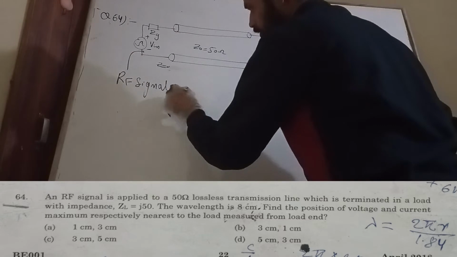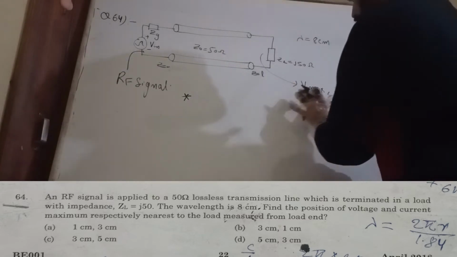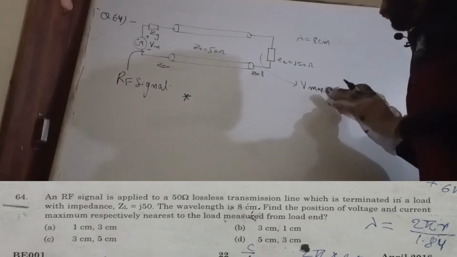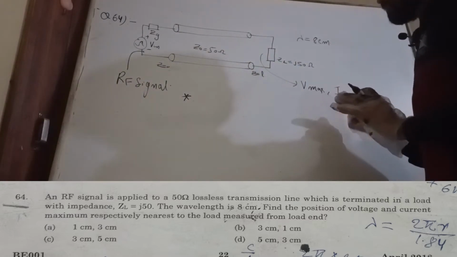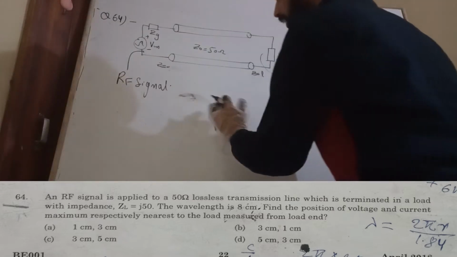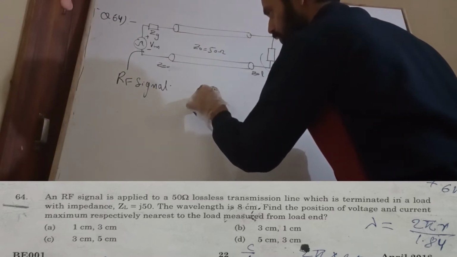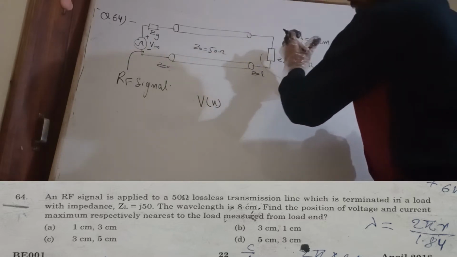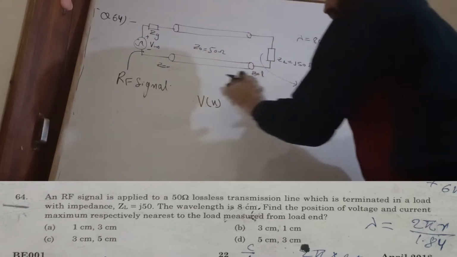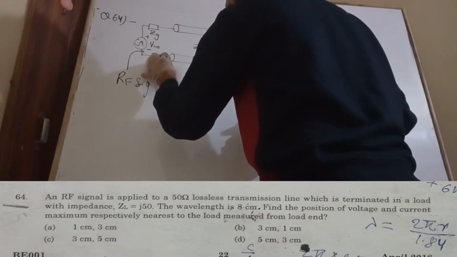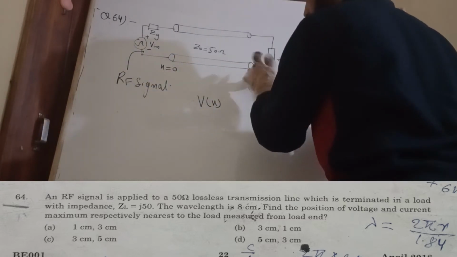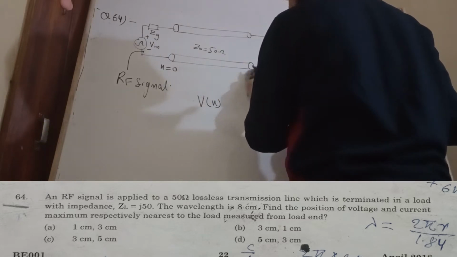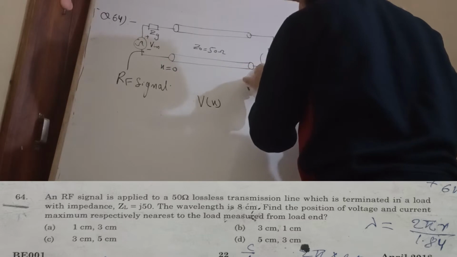So let us see how we can calculate this voltage maxima and current maxima near the load. First of all, as we know very well, the voltage V of x is traveling along the transmission line of length x. Let us say x is equal to 0 at the source, and x is equal to L at the load side.